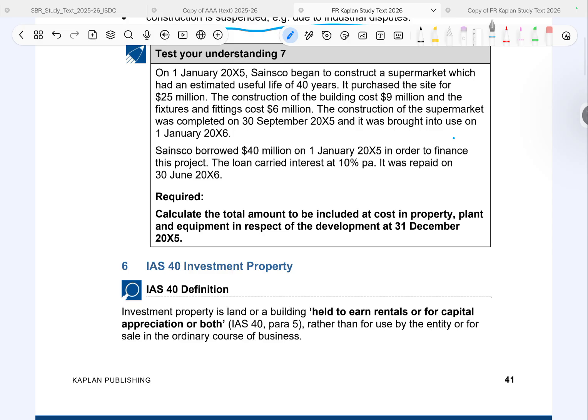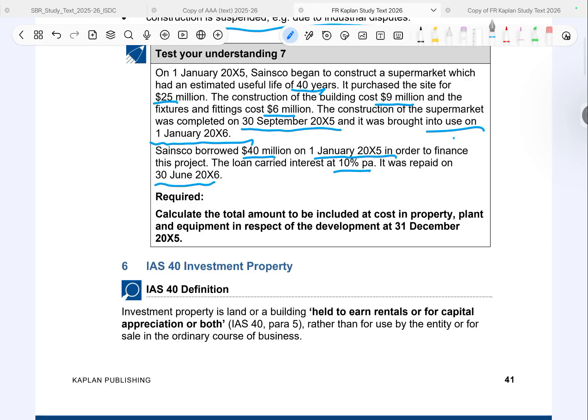So on 1st January 2015, Sanisco began to construct a supermarket which had an estimated useful life of 40 years. It purchased the site for 25 million. The construction of the building cost 9 million, and the fixtures and fittings cost 6 million. The construction of the supermarket was completed on 30th September 2015, and it was brought into use on 1st January 2016. Sanisco borrowed 40 million on 1st January 2015 in order to finance this project. The loan carried interest of 10% and it was repaid on 30 June 2016.